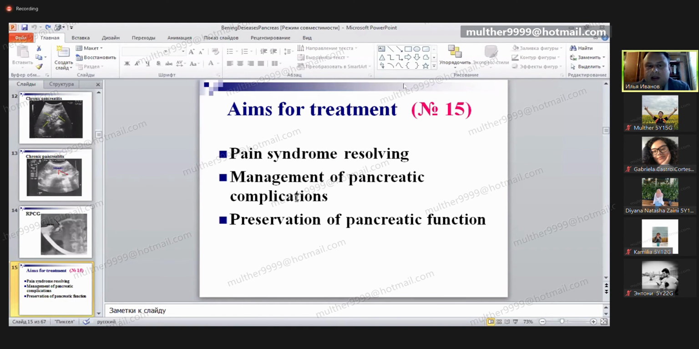The second indication is the management of the pancreatic complications and preservation of the pancreatic function. But the main idea of all of the surgical methods is the decompression of the pancreatic system. Without the decompression, there is no possibility of normalization of the pathological process.